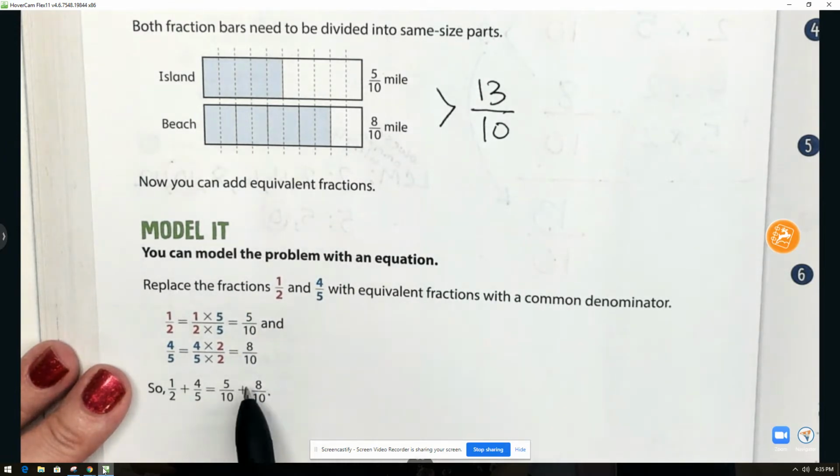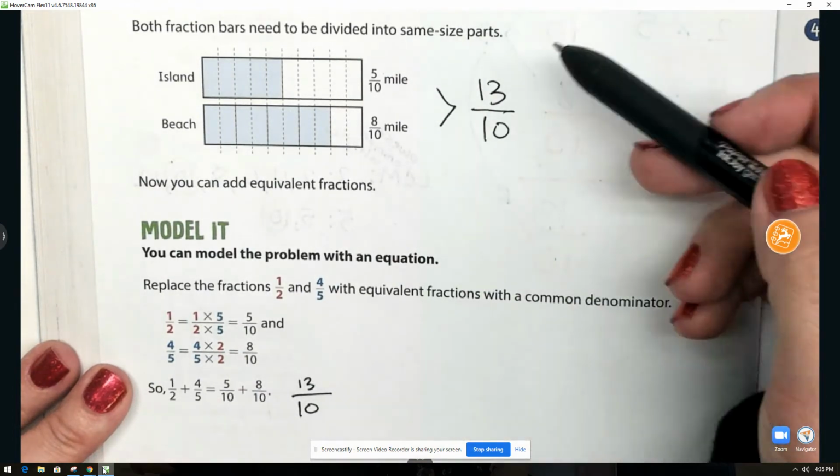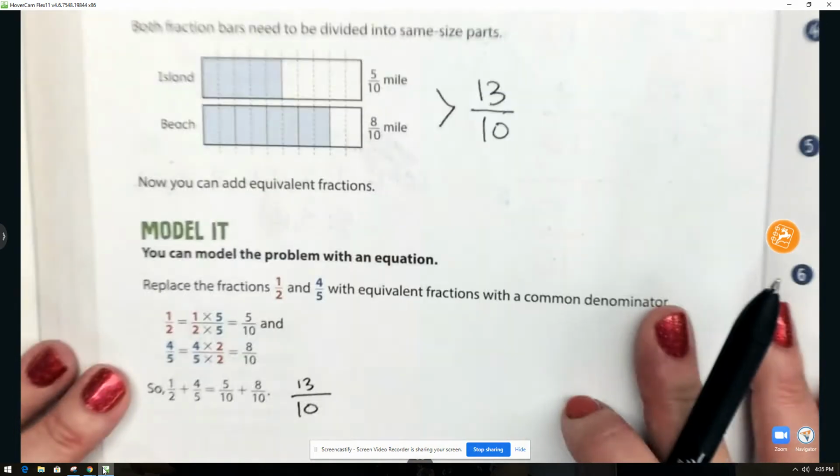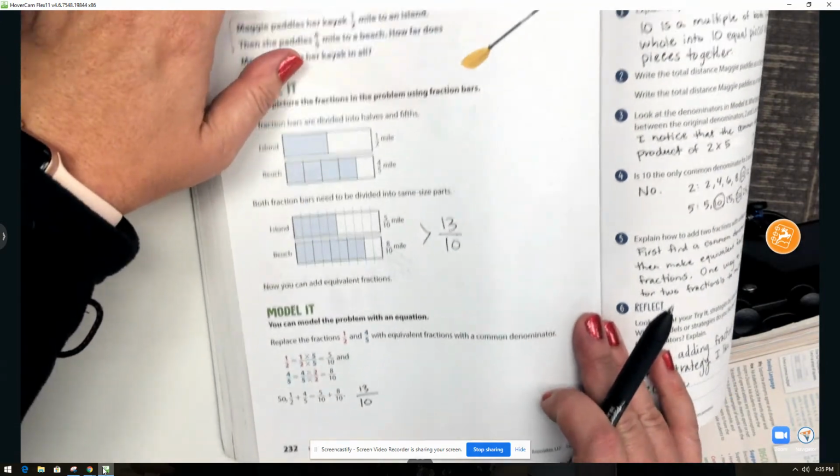The only difference I did is I added them in sandwich formation instead of adding them next to each other. But as you can see, you add the 5 and the 8 and you get 13/10. So either way you solve the problem, you're still going to get the same result. You're still going to get the same fractional part.